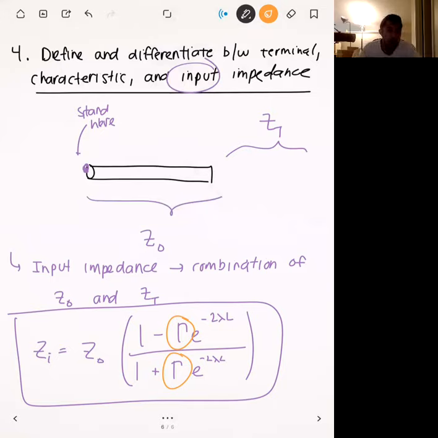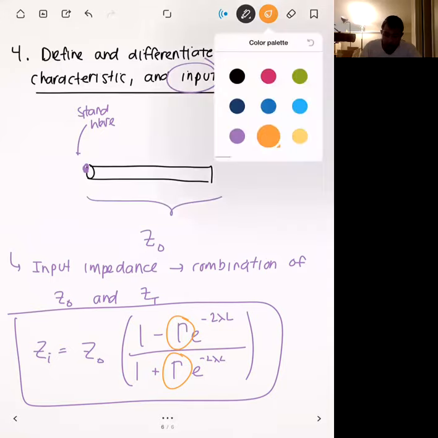And so the last learning objective that you should know from this unit is basically our algorithm for finding the input impedance for a network of vessels.